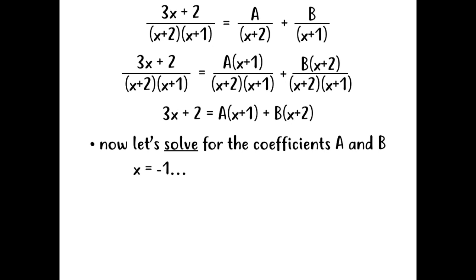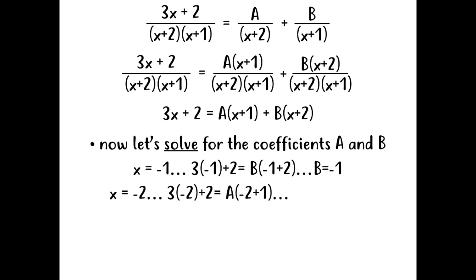So when we have x equals negative 1, we're going to get 3 times negative 1 plus 2, and the a cancels out, equals b times negative 1 plus 2. And when we do this, we're going to get b equals negative 1. Then we can do the zero x equals negative 2, and when we do this, we're going to get 3 times negative 2 plus 2 equals a times negative 2 plus 1, and the b cancels out. We're going to get negative 4 equals negative a, and that means a equals 4.